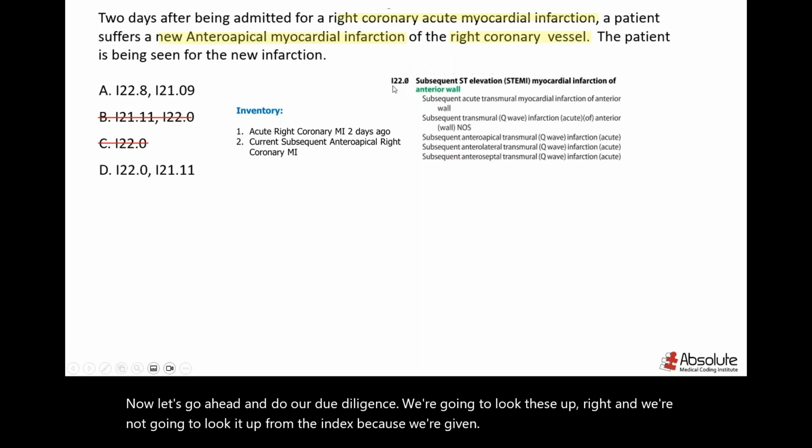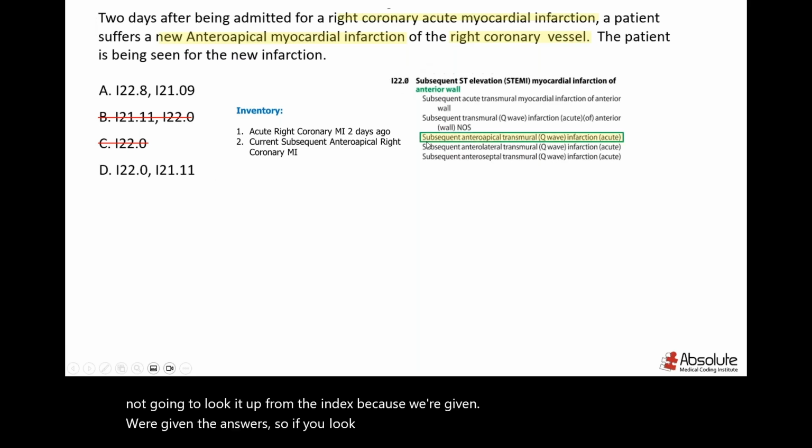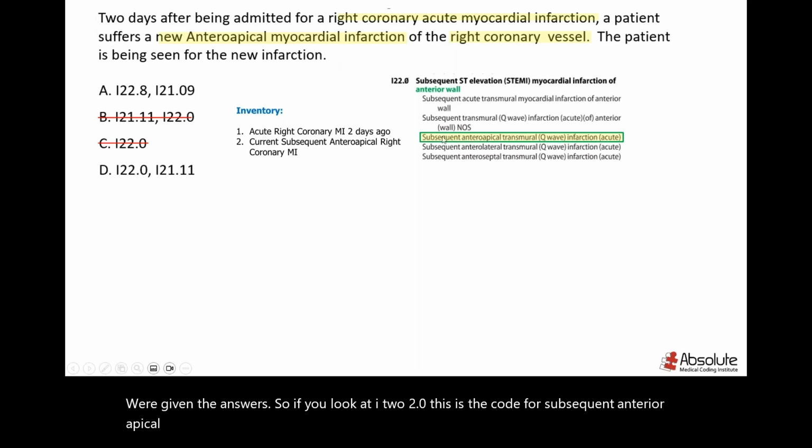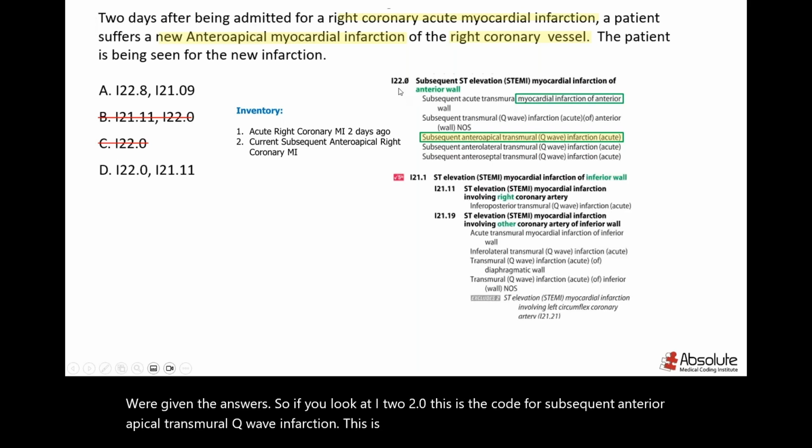And we're not going to look it up from the index because we're given the answers. So if you look at I22.0, this is the code for subsequent anteroapical transmural Q wave infarction. This is correct, right? So I22.0 is correct.